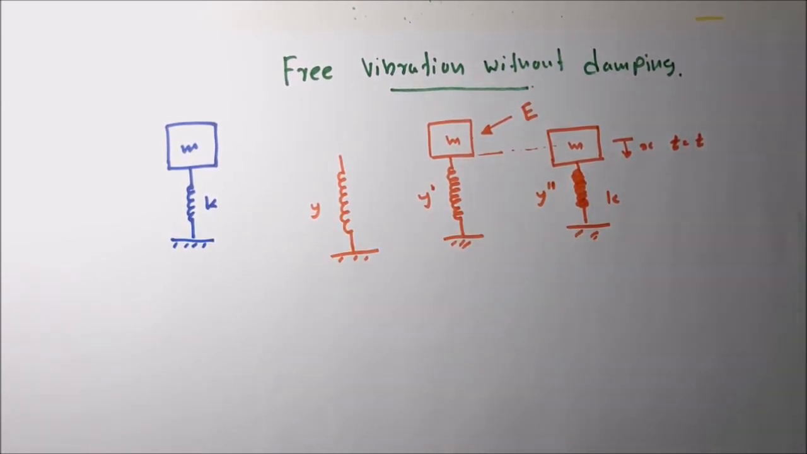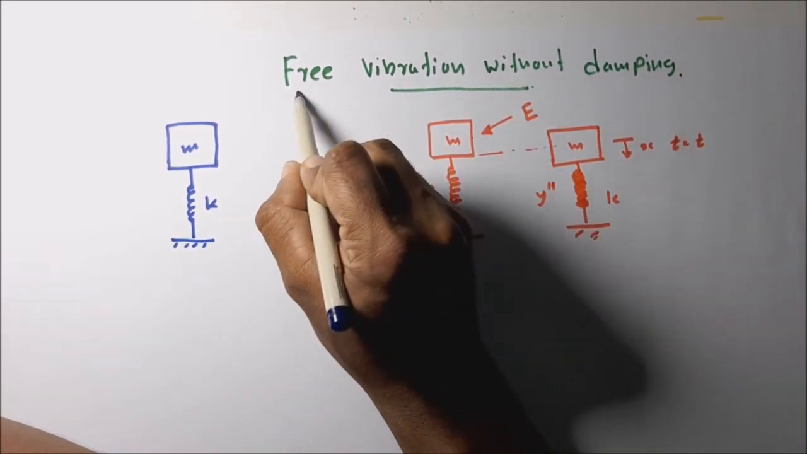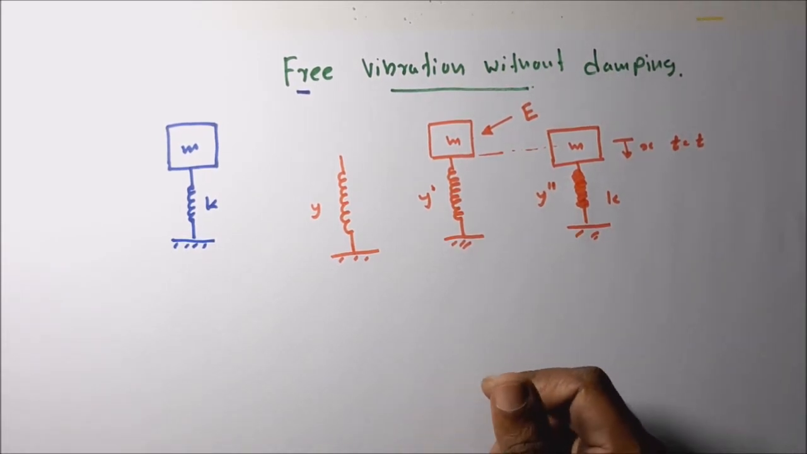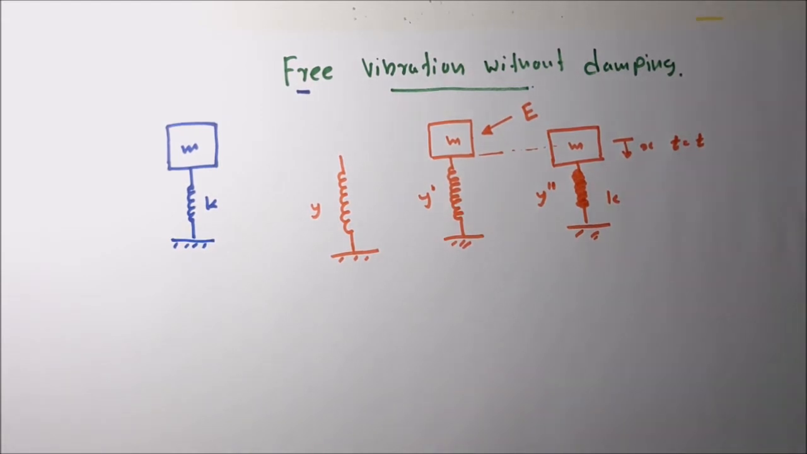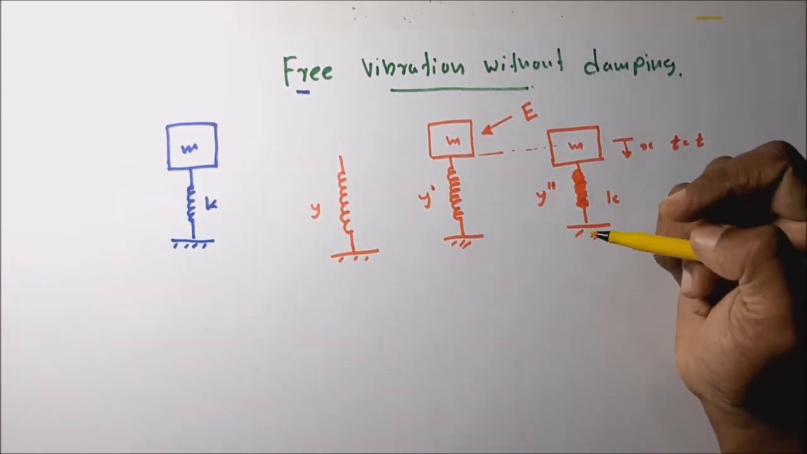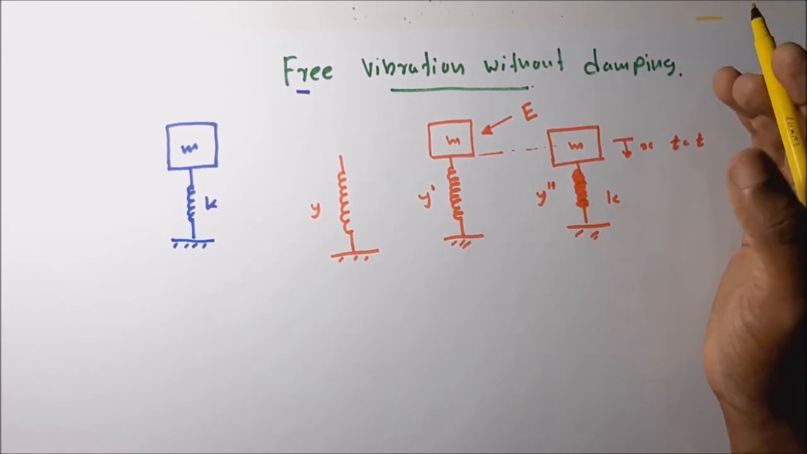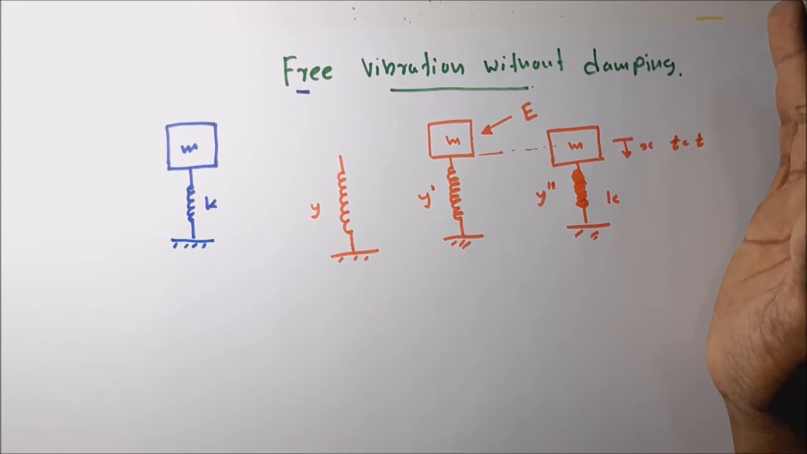Before going to obtain this characteristic equation, first let me define what is known as free vibration. What is known as free vibration? Vibration without any further disturbance. Vibration of a system without any further disturbance to the system is called free vibration. Any further disturbance means there is an initial disturbance, then there is no further disturbance to the system.